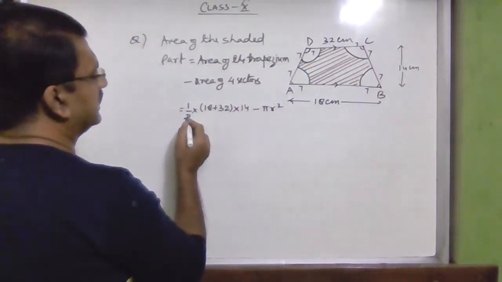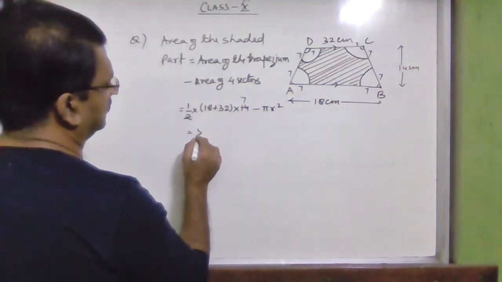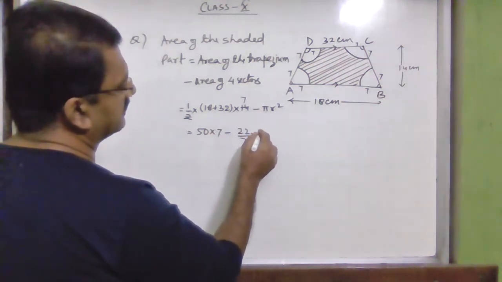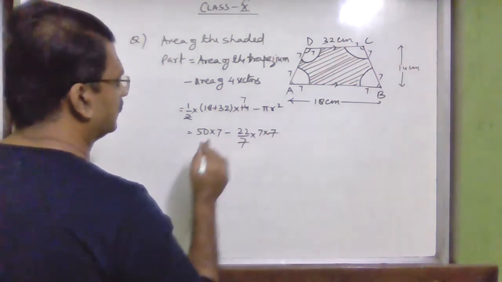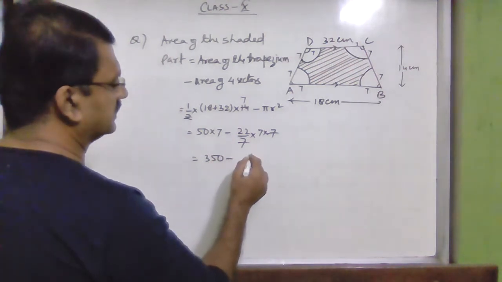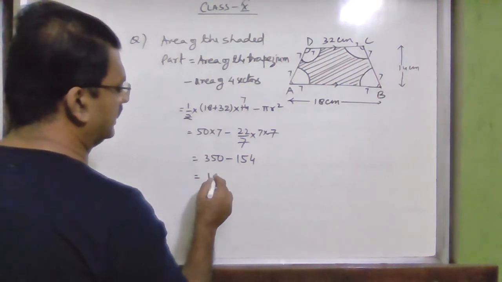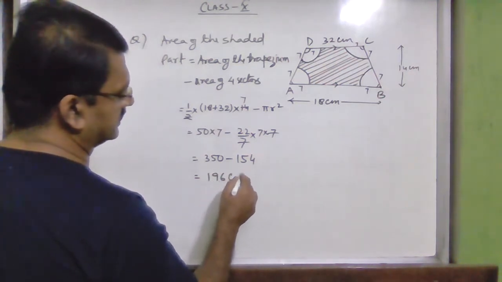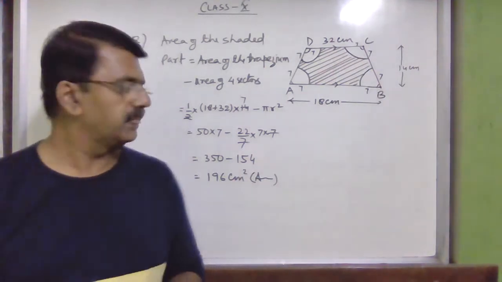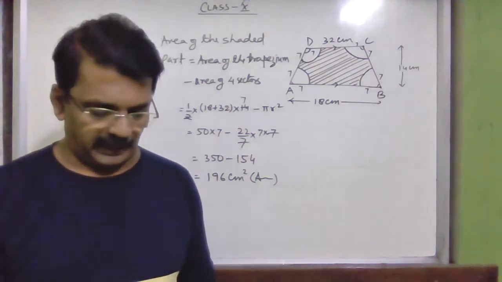Okay, so you cancel by 2, and 32 plus 18 is 50. 50 into 7 minus 22 by 7 into 7 into 7. So 50 into 7 is 350, minus 154. Now you subtract: 350 minus 154, that is 196 centimeters square is your answer.